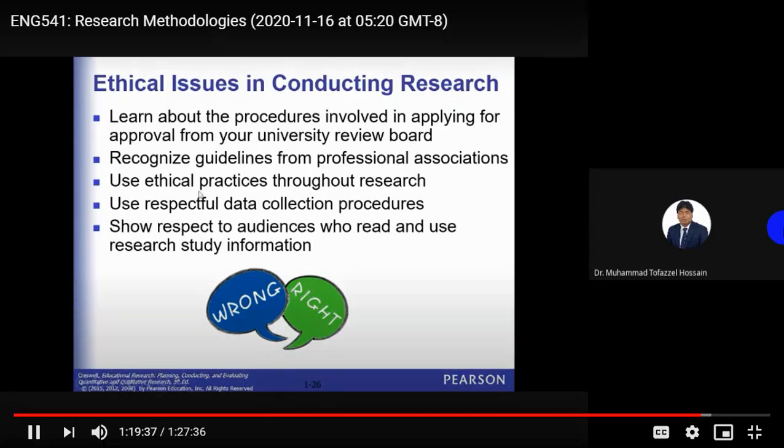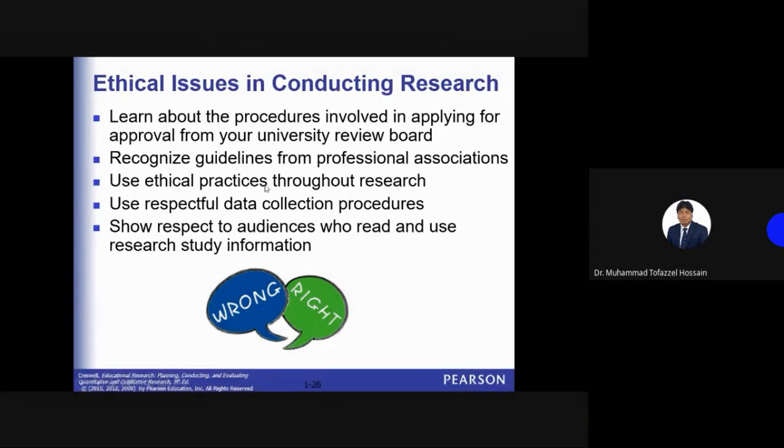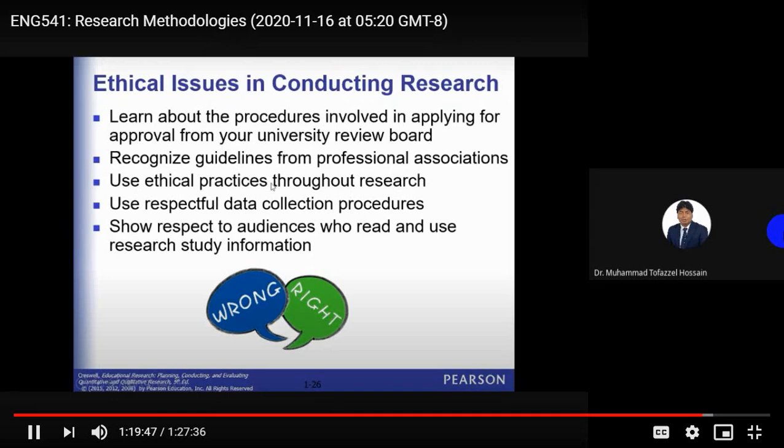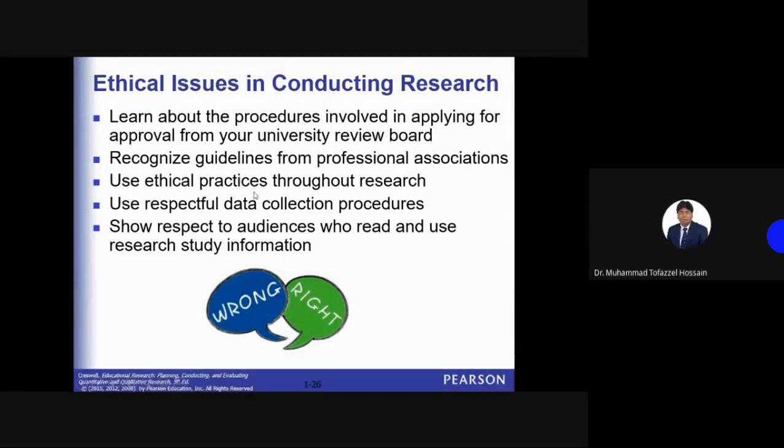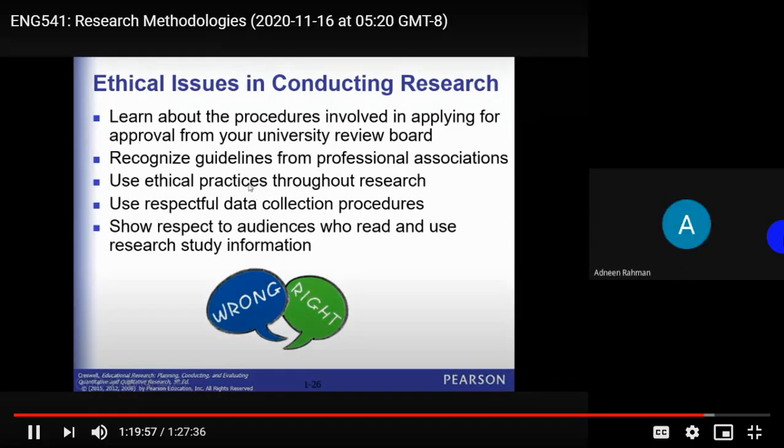Conducting the research, use ethical practices throughout research. For example, you have conducted a research, you have interviewed any of the teachers, by saying that you will not disclose it to others. But after that, if you disclose it, it would be something unethical, because you are violating the code of conduct or rules, or the promise. Use respectful data collection procedures means that your data collection procedure should be acceptable by other experts.